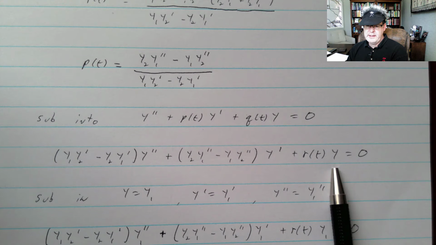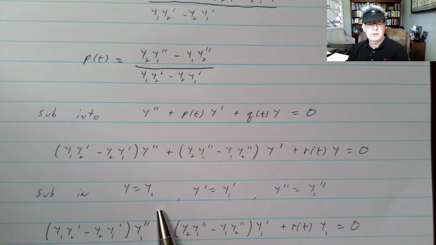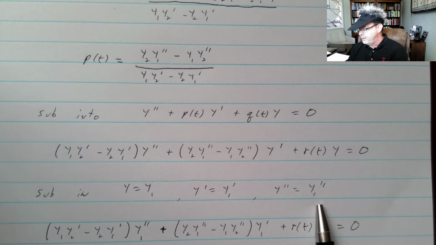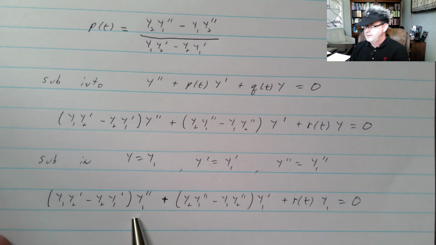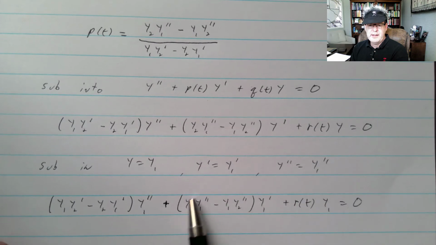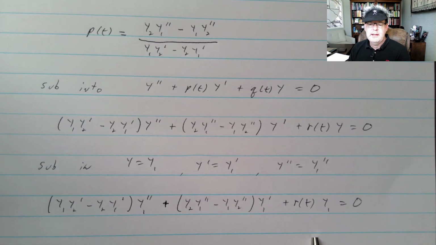Well, to find r, again, we want y1 to be a solution. So if y is y1, then y prime is y1 prime, and y double prime would be y1 double prime. Sub that into here. So I just get a y1 double prime, y1 prime, and a y1 into what I just had up above. And now we want to distribute and solve for r of t.